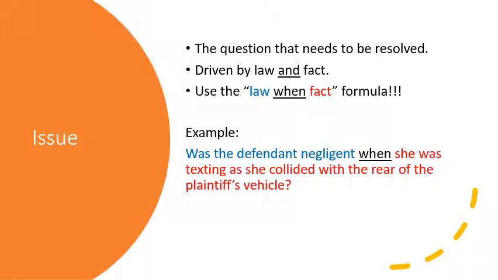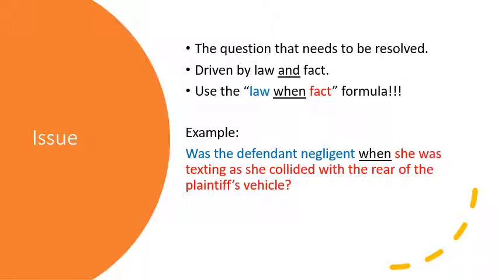Oftentimes there's a legal component to a question and a factual component. So I find that especially as you're starting in your legal studies career, the best way to approach writing an issue is to include a legal component and a factual component. And I call it the law when fact formula. So you'll see in the blue, that's the legal component to the question. Was the defendant negligent? That is the legal question.